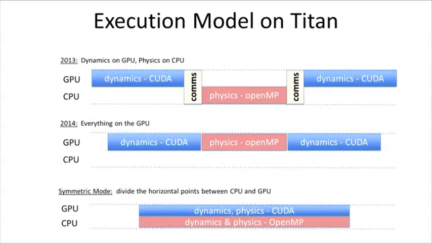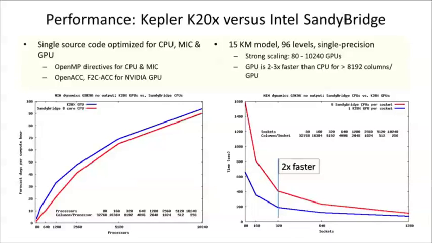We hope that this isn't necessary. We think future generations of GPU will be able to do it all, and we won't need the CPU other than for access to the file system. We'll see. Performance on Kepler, so this is strong scaling, showing the number of processing elements, processing nodes, out to 10,000.